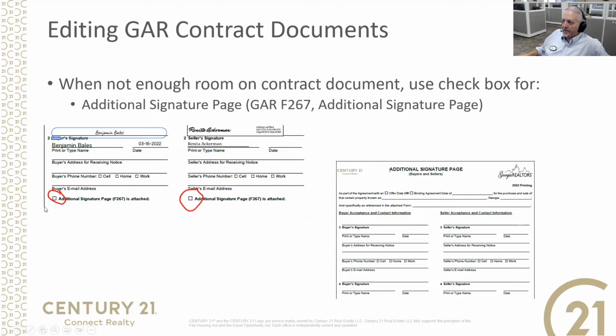There's also an additional signature block. What happens if you have an estate property that has 4 owners, the 4 siblings that inherited it from their now deceased parents? You need 4 places for signatures instead of 2. So that's where you have an additional signatures page involved. Okay.